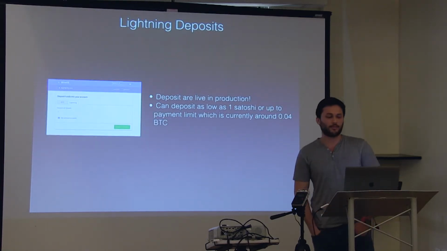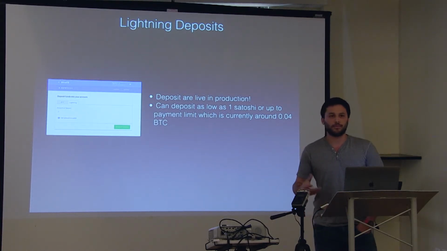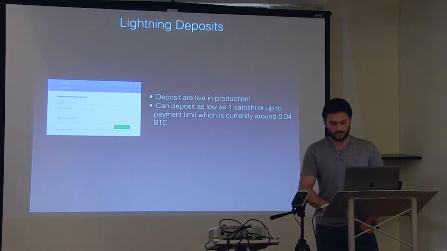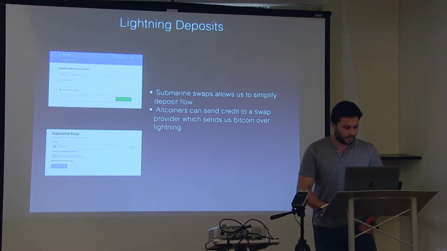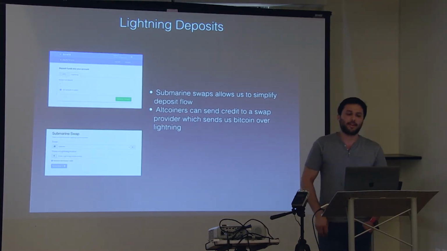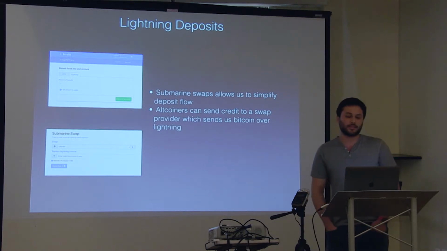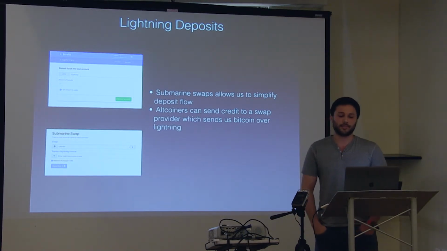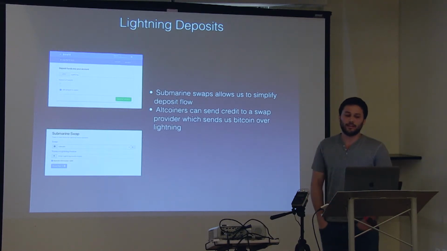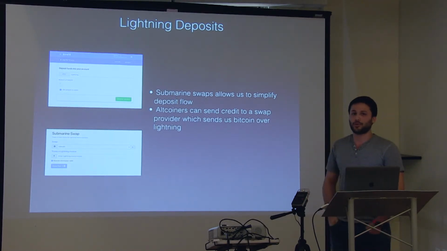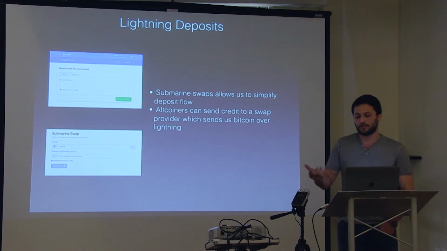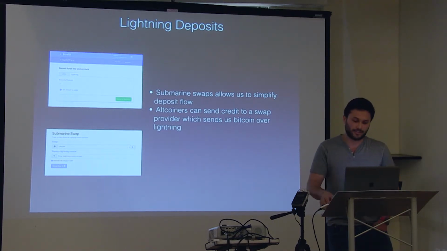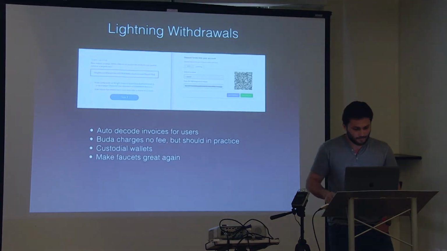So right now, actually, we have deposits live in production. You can deposit as low as 1 Satoshi up to the payment limit, just 0.04 Bitcoin. Lightning deposits also allow us to accept other coins without actually having to support them. You can actually submarine swap Litecoin and send us a deposit, which will credit in Bitcoin. I mean, why would you ever want to have Litecoin on our account anyway, in my opinion?